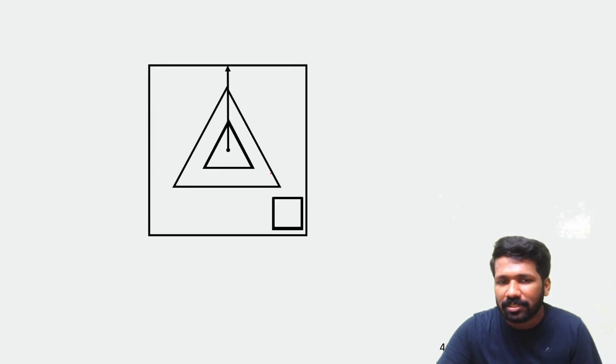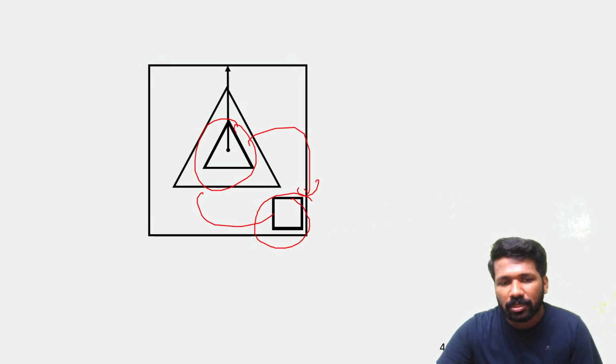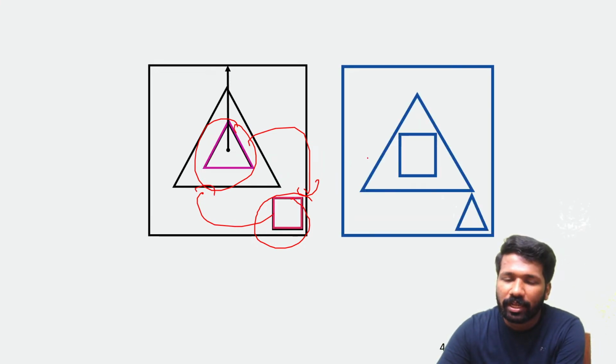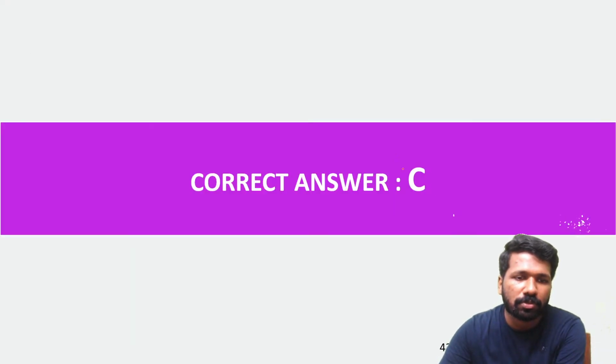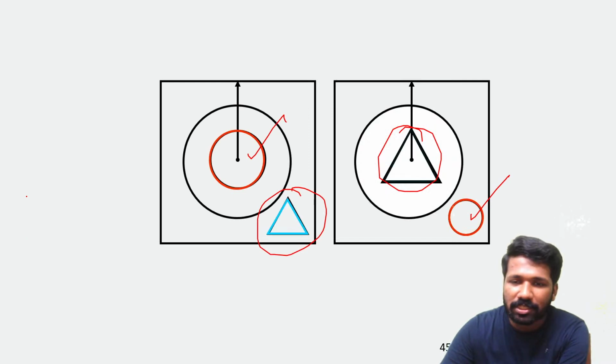Similarly, third image is this. This small triangle inside, square outside. So they should swap their positions. So the square should go inside and the triangle should come outside. Which option says so? Option C is saying so. So option C is the answer. Yeah, we can see that in many of the questions, option C is a correct answer.